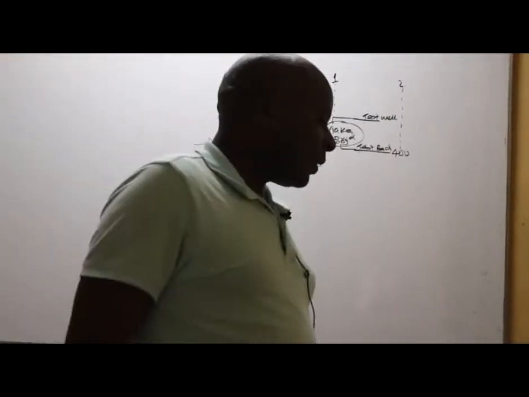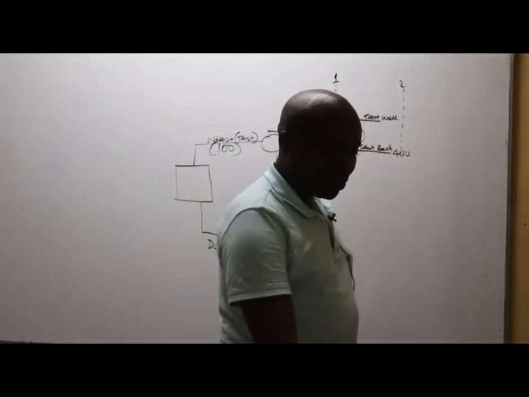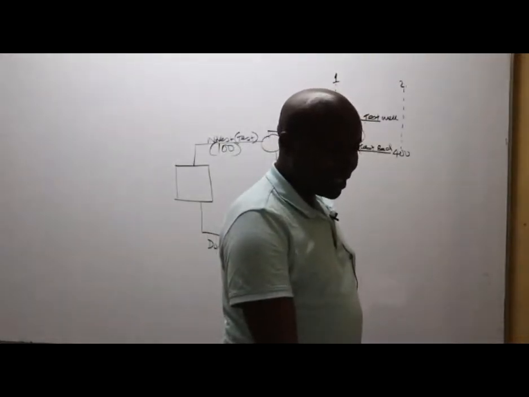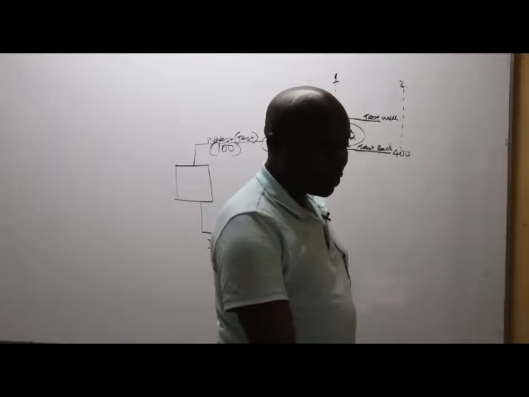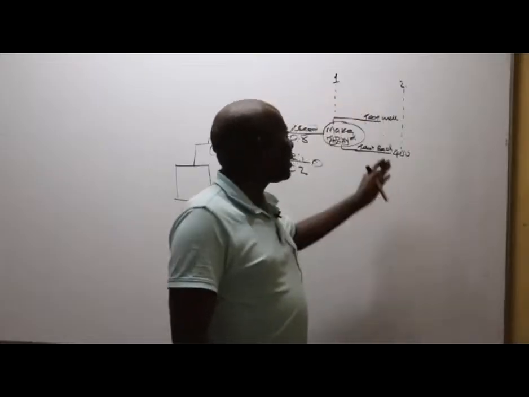Great. Now, ladies and gentlemen, from there, what are they telling us? They're telling us something nice there. If you proceed reading the question, if the products test well, the company will go into full-scale production. If they do not, the molds and prototypes will all be sold at 400. The manager estimates that there is a 90% probability that the products will pass testing and that phase 3 will be undertaken. So there is a 90% probability that these things will test well.